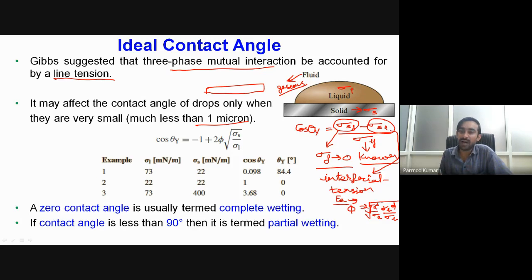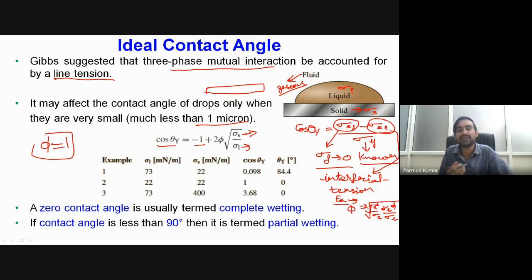Okay, so if we apply this formulation for finding out the value of sigma L, and we consider over here that sigma F is nothing but equal to 0, in that case what will be happening? Finally we will be getting one modification of the Young's equation, and we will be finding cos theta y equal to -1 plus 2 times phi square root of sigma S by sigma L. Here, sigma L is nothing but surface tension of the liquid, and sigma S is surface tension of the solid surface.